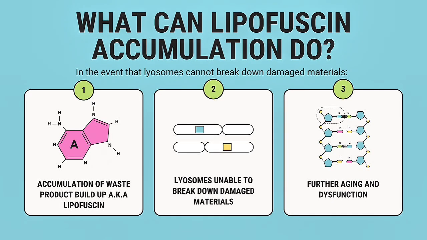Another mechanism is the accumulation of lipofuscin, a waste product that builds up when lysosomes, the cell's recycling centers, lose their efficiency. When lysosomes can't break down damaged materials, these byproducts interfere with autophagy, or the cell's ability to clean and repair itself. This contributes to further aging and dysfunction.